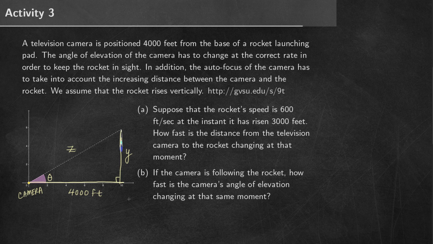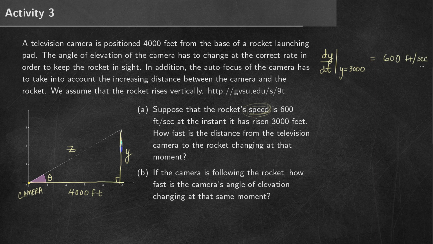In step 2, we write down what is the rate that we're given and what is the rate that we're trying to find. So we are told that the rocket's speed, that's the rate of change, that's the derivative of the change in position, the change in y with respect to time t. So our dy/dt, that's the speed of the rocket. And we're told the speed of the rocket is 600 feet per second at the instant it has risen 3,000 feet. So dy/dt when y is 3,000 equals 600 feet per second.